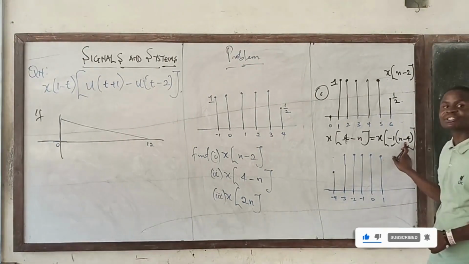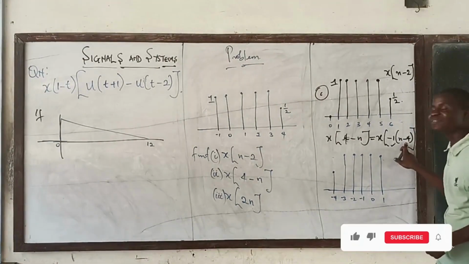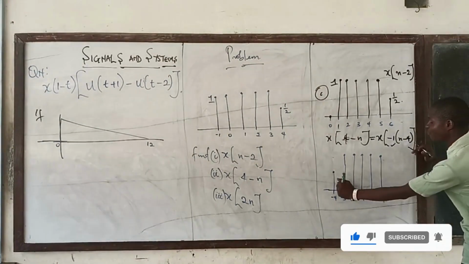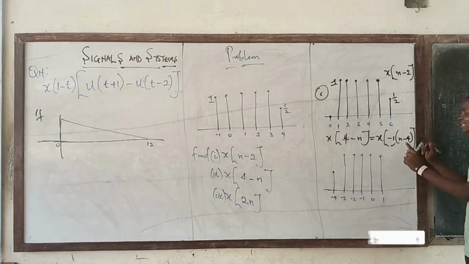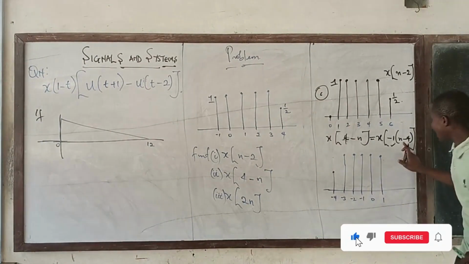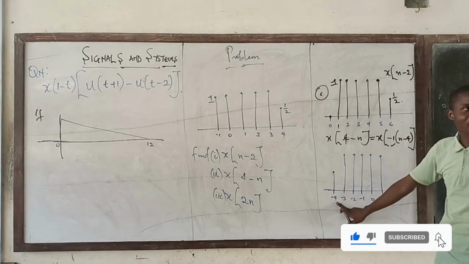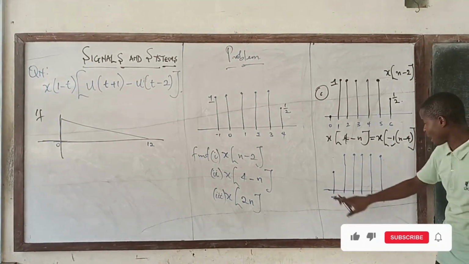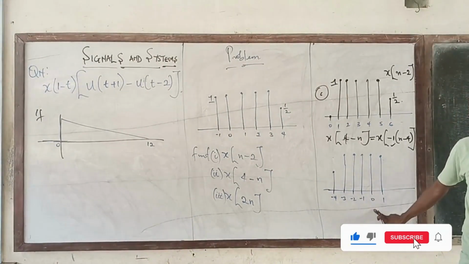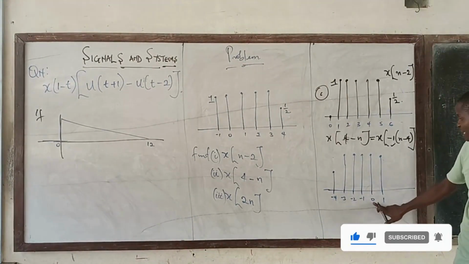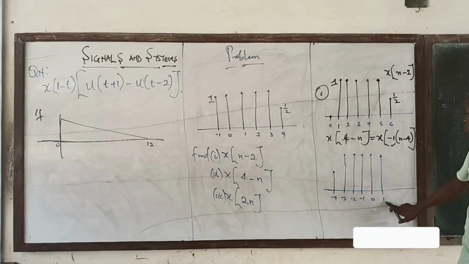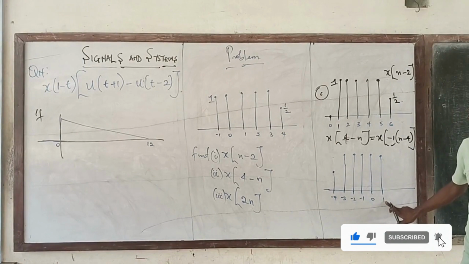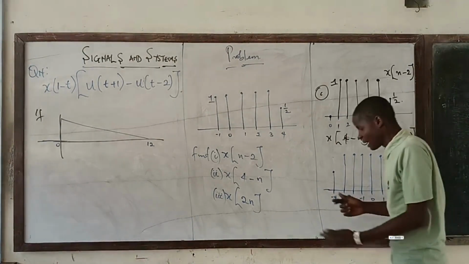The next part of the operation is for me to shift the signal by 4 to the right, because it is minus 4. If I add 4 to minus 4, I get 0. That means this signal should appear at 0 at the final point. Then for this 1, add 1 to 4, so it should be at 5. So right now I'm going to draw the signal.